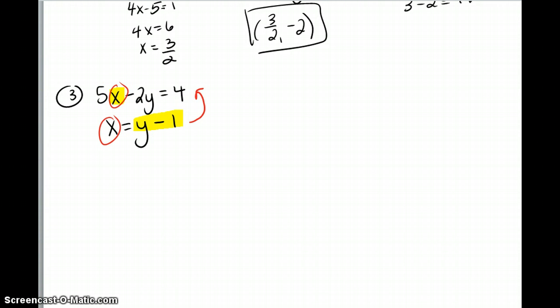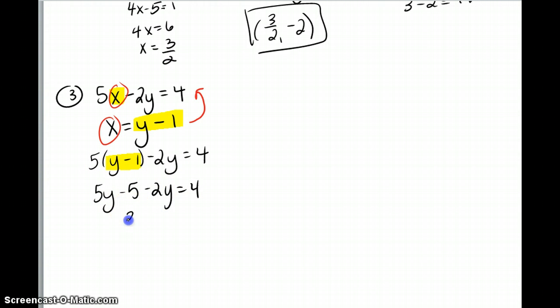And we're going to substitute in what x equals into the top equation. So 5 times y minus 1 minus 2y equals 4. Okay. Notice that I replaced this x up here with what it equaled down here. You're trying to get down to one variable. So 5y minus 5 minus 2y equals 4. We get 3y to equal 9, and y equals 3.